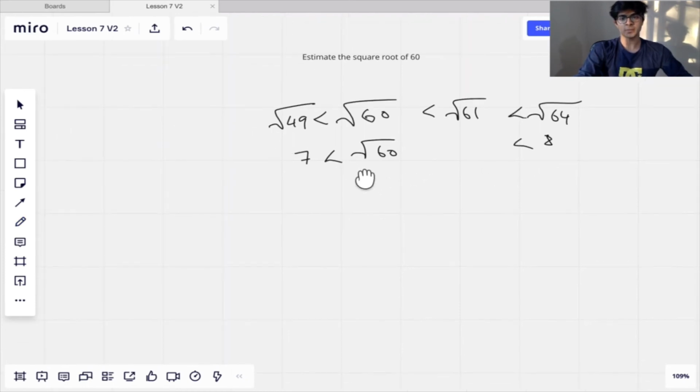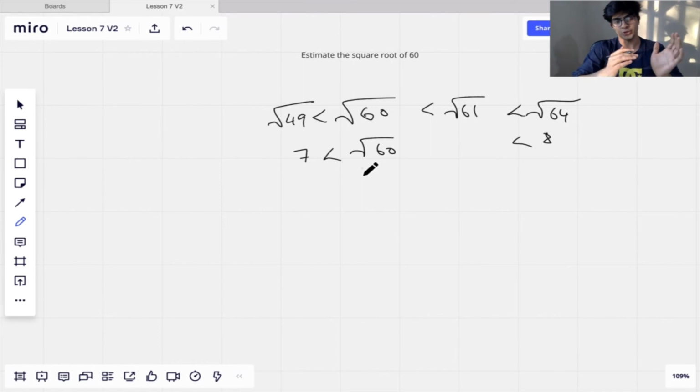Now you need to estimate which side it lies closer to. Well, 60 is closer to 64 than 49, right? So it's probably more than 7.5. And it's fairly close to 64, so you can estimate something like maybe 7.8. And again that satisfies, it's between 7 and 8, right? So our answer might be, for example, to estimate 7.8.